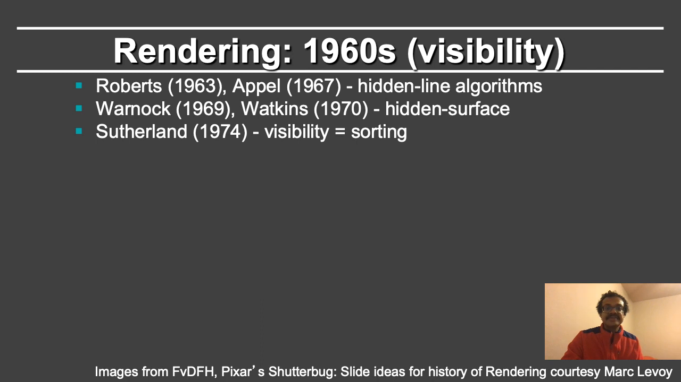In the 1960s, the challenge in computer graphics rendering was how to solve the visibility or hidden surface or hidden line problem. That is, how do you figure out which objects are in front of which other objects, which objects occlude other objects? This led to some very clever algorithms in the 1960s and 1970s on hidden line and hidden surface removal. Sutherland in 1974, one of the pioneers of computer graphics, the first winner of the Turing Award in computer science for contributions in computer graphics, introduced this taxonomy of visibility algorithms where he described them in terms of sorting.